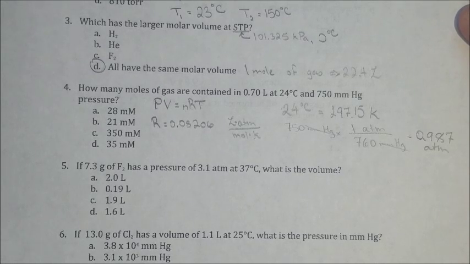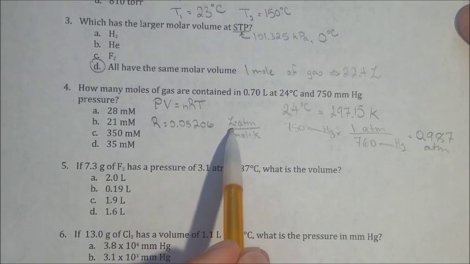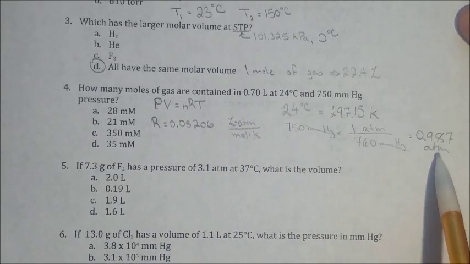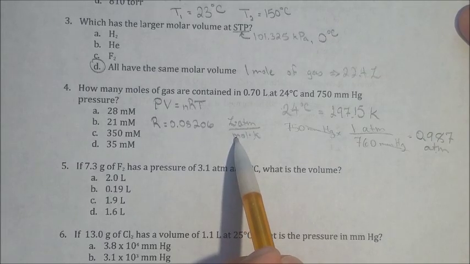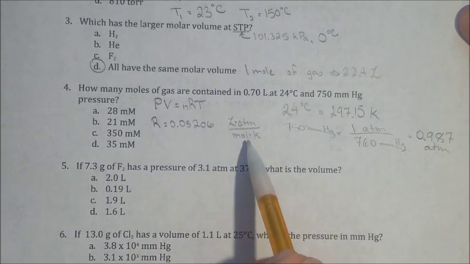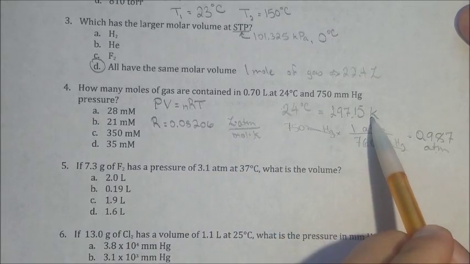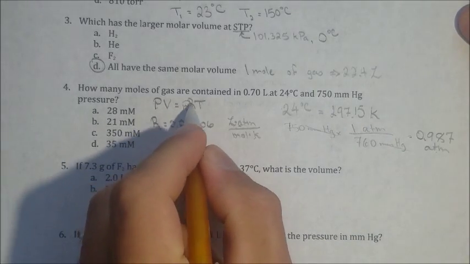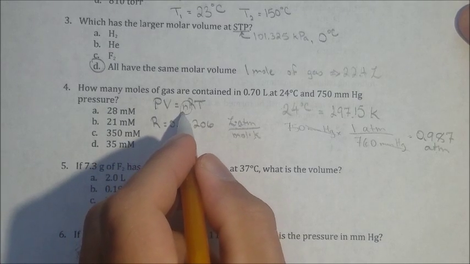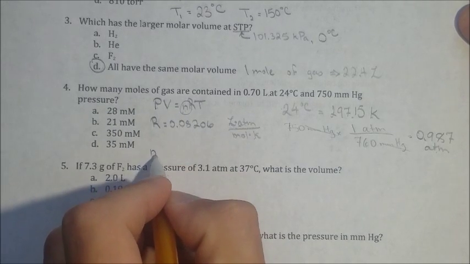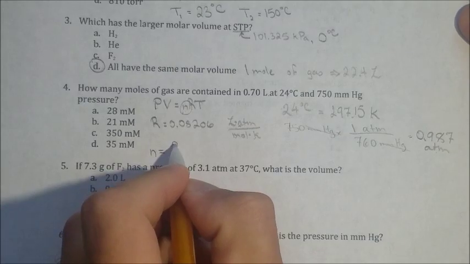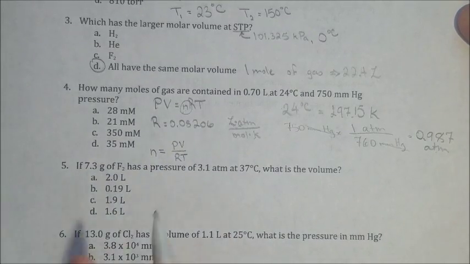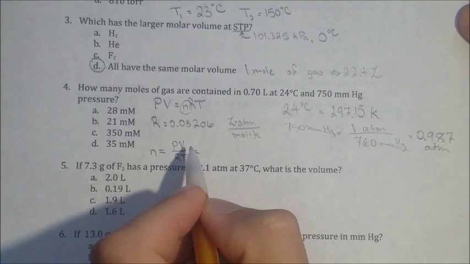Now we can use this R, the universal gas constant, because we have liters, we have atmospheres, that's right here, we have moles, that's what we're trying to solve for, and then Kelvin is shown right here. Now if we just solve for n, because number of moles is n, equals PV over RT, then it goes like this. And we just plug all of our variables in.